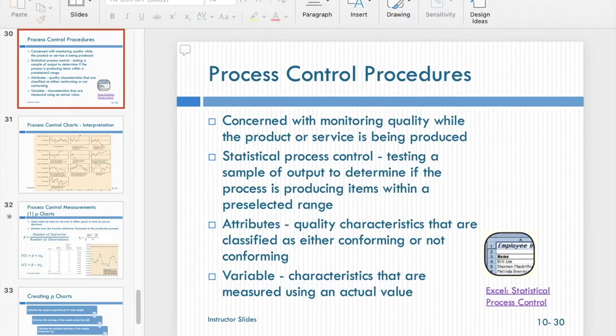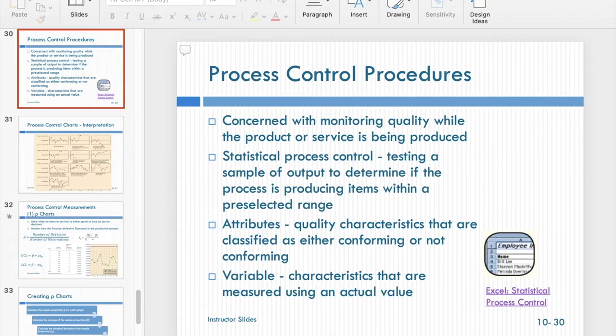Is this passing the test or is it failing the test? Those kind of qualitative problems. But another type of situation is basically measuring some variability of the quality management. What it means is that the variable is some characteristic that is measured using an actual value.